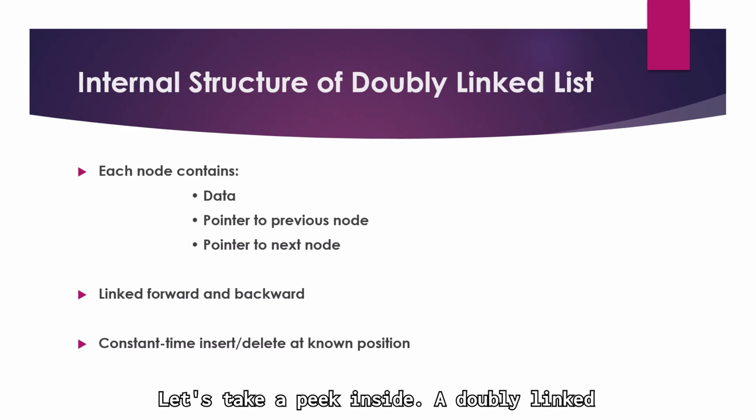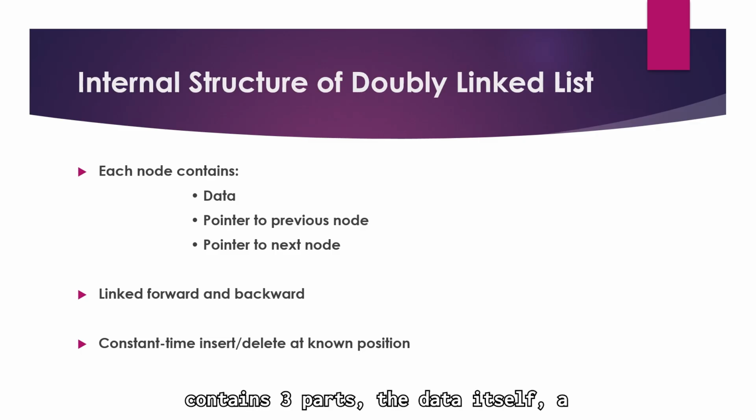Let's take a peek inside. A doubly linked list is made up of nodes. Each node contains three parts: the data itself, a pointer to the previous node, and a pointer to the next node. These nodes are chained together both forwards and backwards. Because of this setup, we can insert or delete elements at any known position in constant time. No shifting required, unlike vectors.